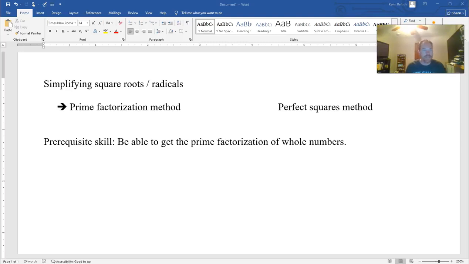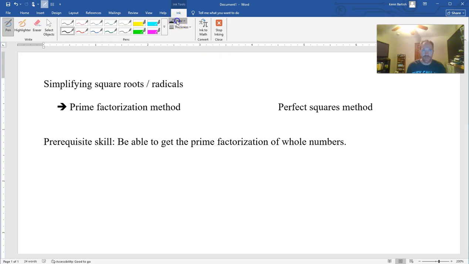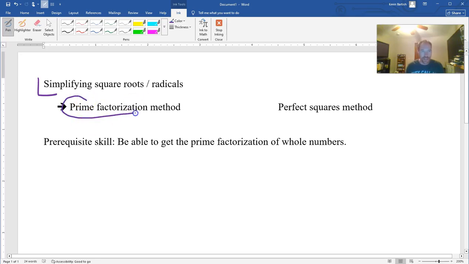All right, hey folks. So in this video, we're going to talk about simplifying square roots, sometimes also known as radicals. And there's, as always, different methods that you can use, but in this video, I'm going to focus on what you might call the prime factorization method.